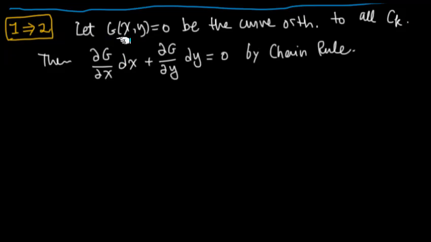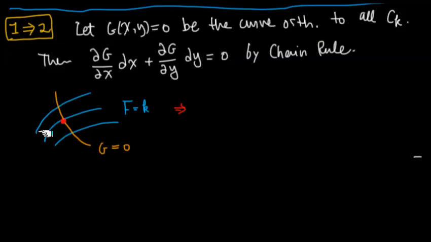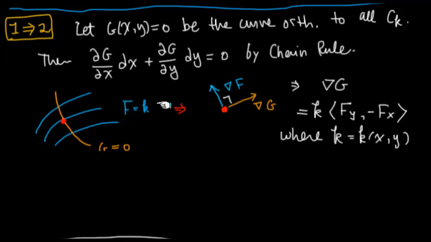By differentiating the left-hand side with the parametric equation and using the chain rule, we get gx dx plus gy dy equals 0. And we assume that this curve is perpendicular to all the level curves given by f of x equals k. So the perpendicularity gives you the perpendicularity between the gradient vectors of these two functions, here g equals 0 and f equals k. They must be perpendicular to each other.